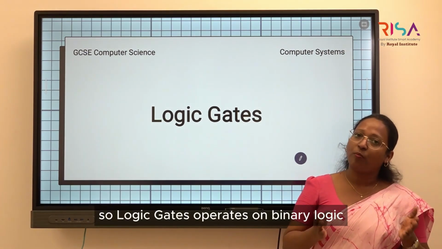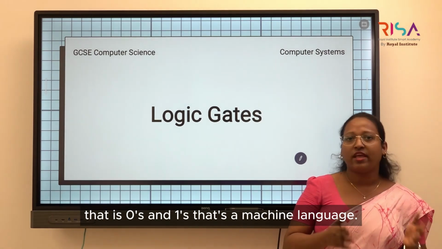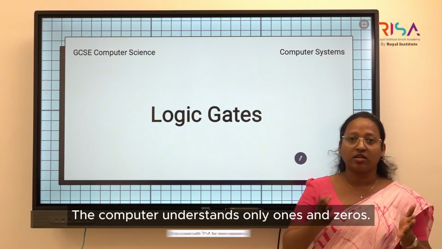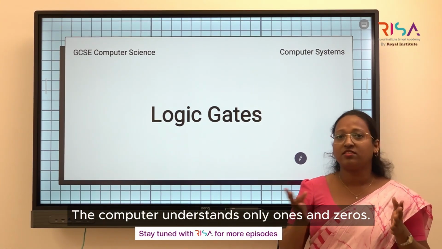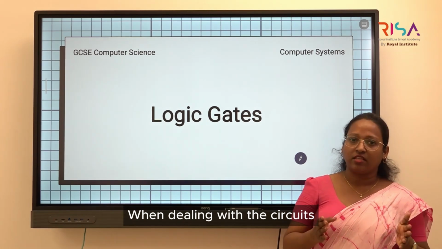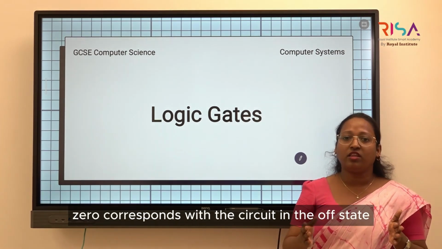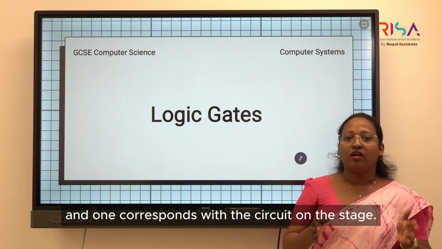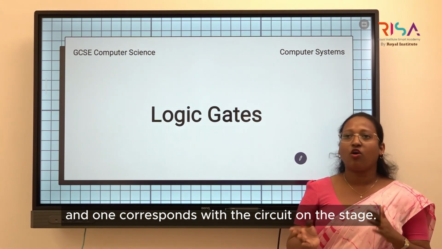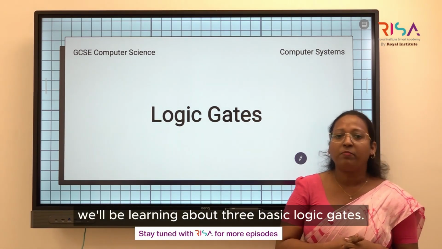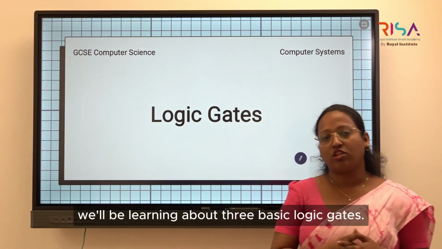So logic gates operate on binary logic, that is zeros and ones. That's machine language. The computer understands only ones and zeros. When dealing with a circuit, 0 corresponds to the circuit in the off state and 1 corresponds to the circuit in the on state. So today we'll be learning about 3 basic logic gates.